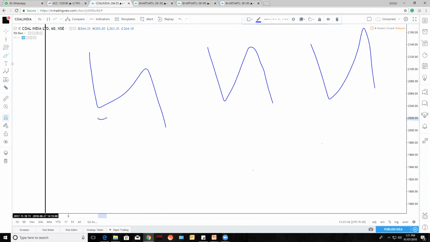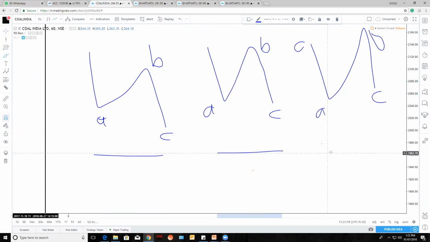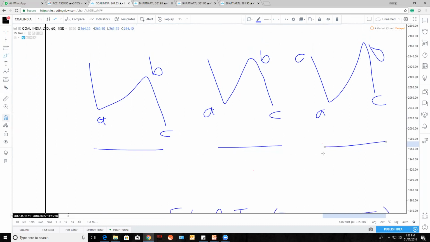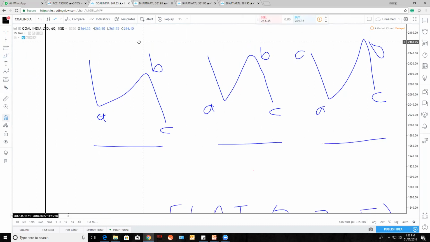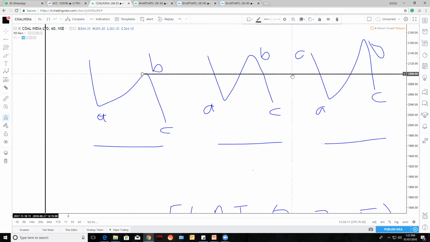Let's take this as A, this as B, this as C. A, B, C. All three. 1, 2, 3. Any other possibility in a flat? No, right? The main rule is that it should retrace more than 80% in all the structure.